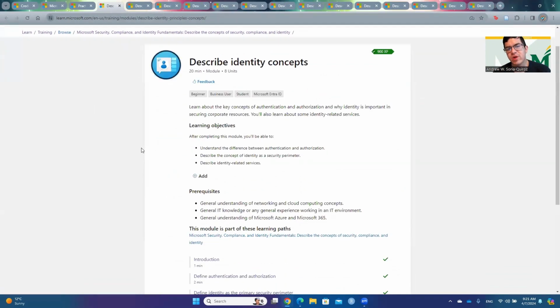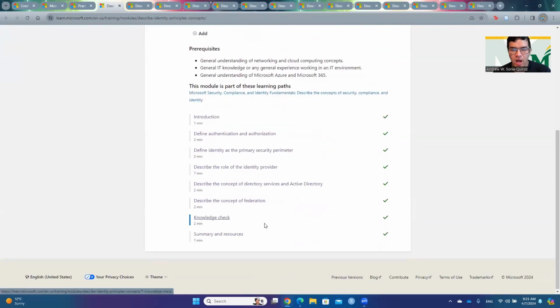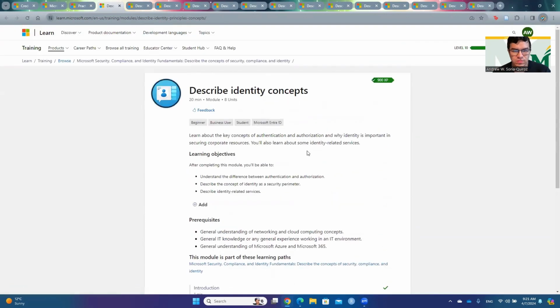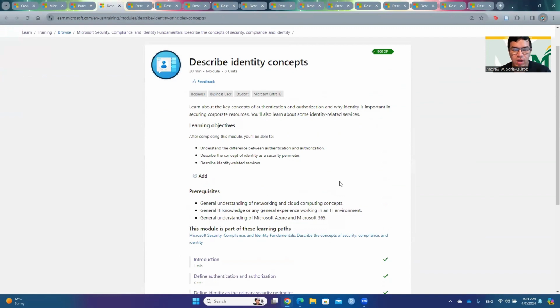The next one is describe identity concepts. This is all about identity and the concept of federation, Active Directory, Entra, identity providers, etc. You will go through why it's important to have an identity and secure it for corporate resources, and identity-related services for Microsoft as well.